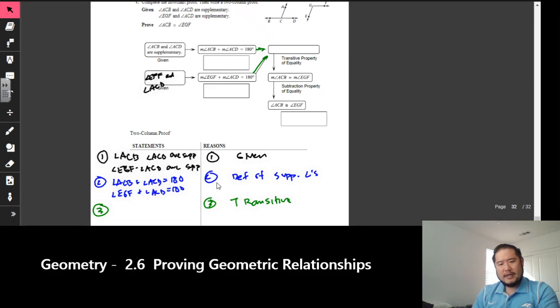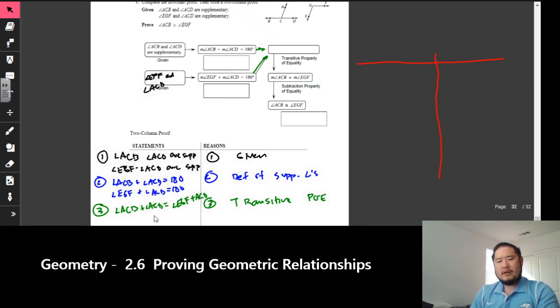And so the book put the transitive property of equality, so I'll put that down. Remember, if A equals B and B equals C, then A equals C. What they end up doing is, look, they both have 180. So that would be statement B for both of them. You get the measure of angle ACB plus ACD is equal to the measure of angle EGF plus ACD. There's statement 3.